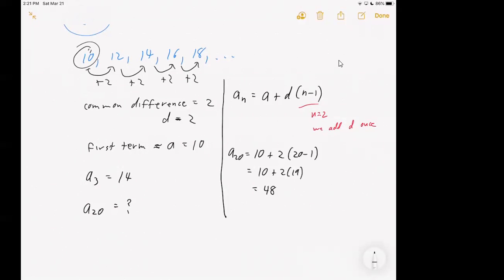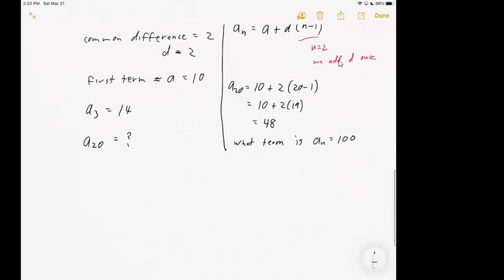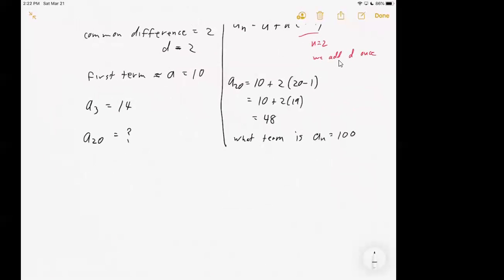Now, other interesting things, we're going up by 2s. You could ask, well, what term is a sub n equal to, let's just go to 100. So if we wanted to know what term it is when the term value goes to 100, we could use the same formula and we would know, in this case, a sub n is 100. We know we started at 10. We know we keep going up by 2s, n minus 1 times. So we can just solve for n.